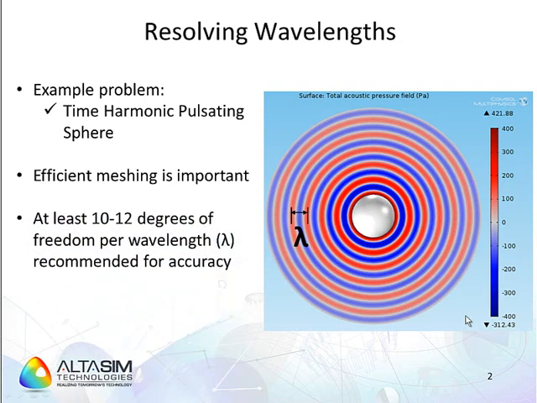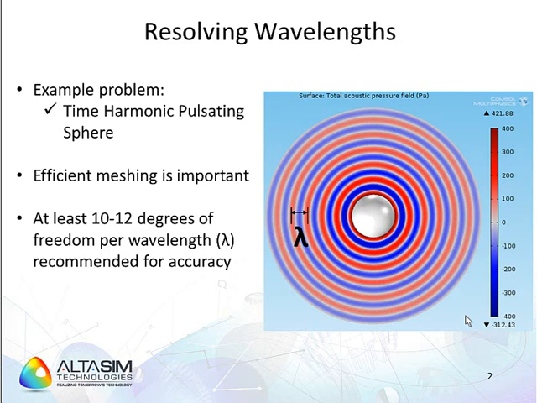In the context of wave-type problems, efficient meshing means accurately resolving the smallest wavelength of your system without going overboard. Having around 10 to 12 degrees of freedom per wavelength is recommended for accuracy. Going beyond this is too much and can be a waste of resources. Assuming you are using linear element discretization, you will want about 10 to 12 elements per wavelength for accuracy. Using quadratic elements, which have an extra mid-side degree of freedom per element, will only require 5 to 6 elements per wavelength.